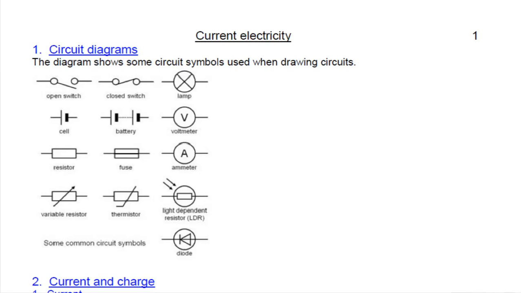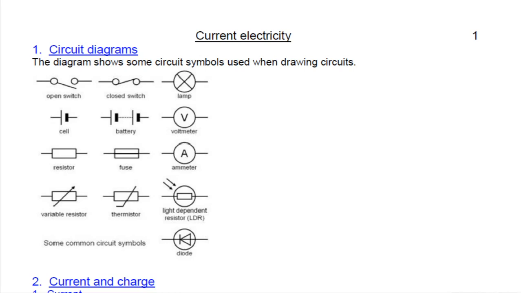This video is part of a series of videos on current electricity. In this one, we are just going to look at circuit diagrams, current and charge, charge carriers, as well as drift speed of charge carriers. Without much further ado, let's start.